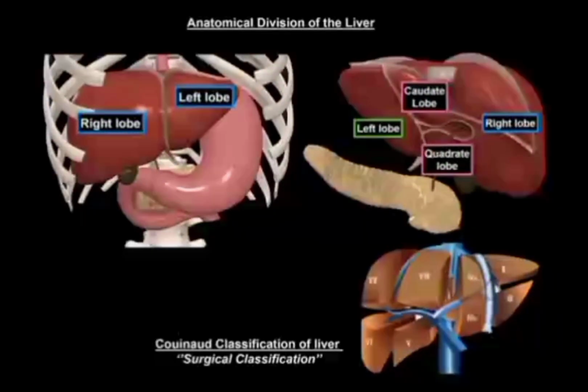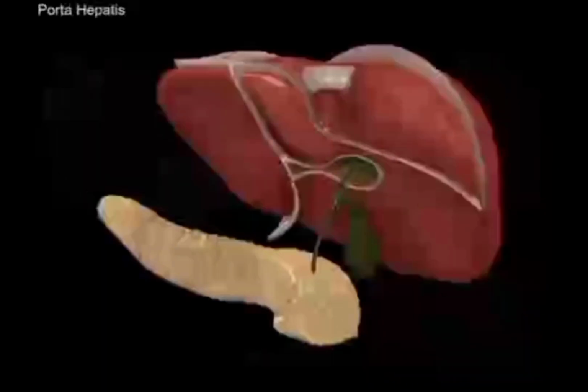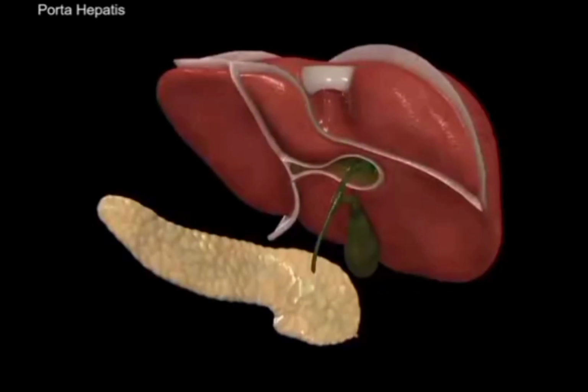So keep in mind that we have a classification system based on the landmarks we have on the liver, and a classification system that divides the liver into functionally independent segments. So that's the division of the liver. Now, let's talk a little bit more about the porta hepatis, which I've highlighted in green right here.